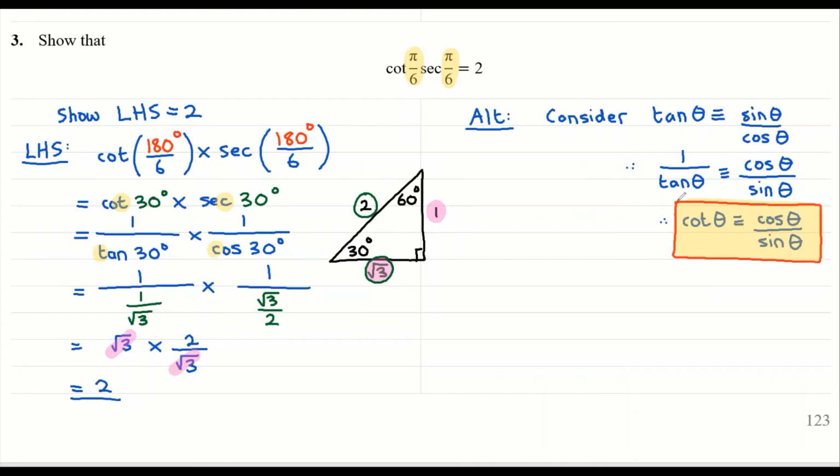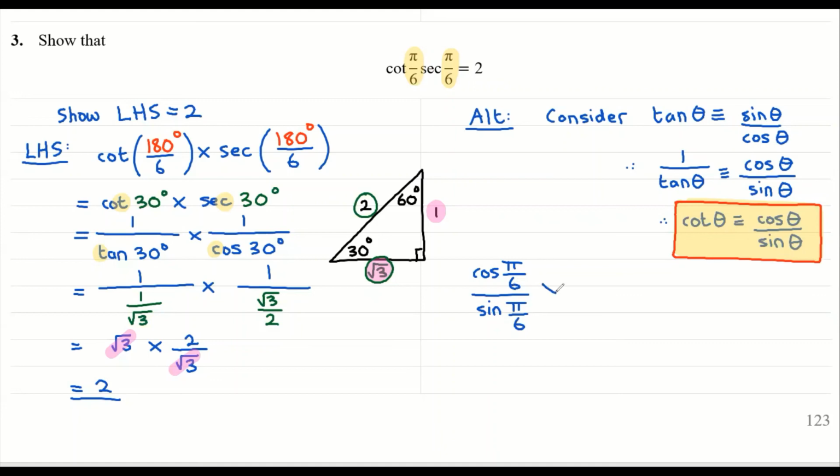Now, how does this help us in this question? Well, if we notice that we've got cot of an angle multiplied by sec of the same angle. Well, for this question, if we do cot of pi over 6, that's going to be the same as cos of pi over 6 divided by the sine of pi over 6. Okay, rather than writing it as 1 over tan of pi over 6, we can do it like that. And of course, you can change that into degrees as well. Okay, it won't really matter.